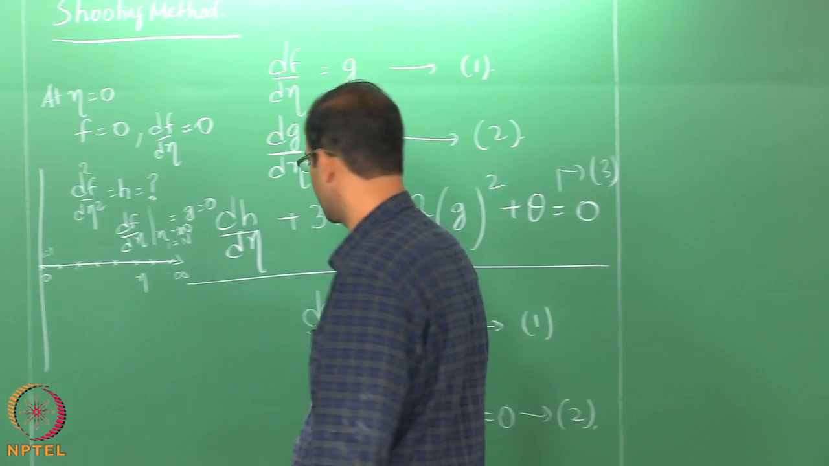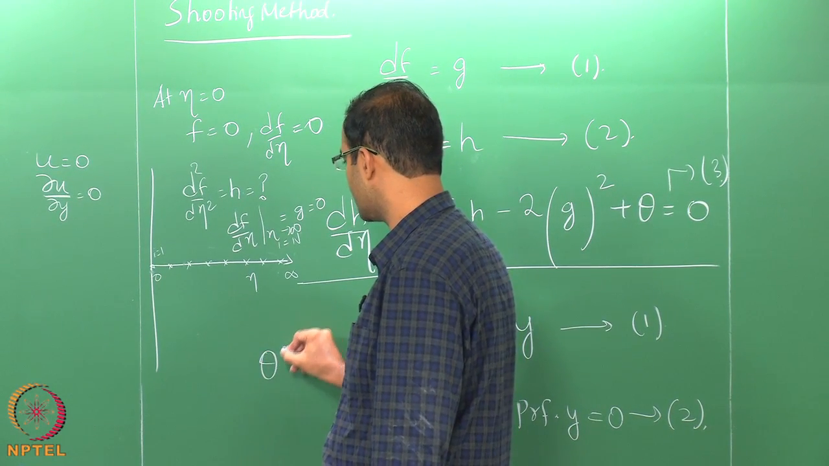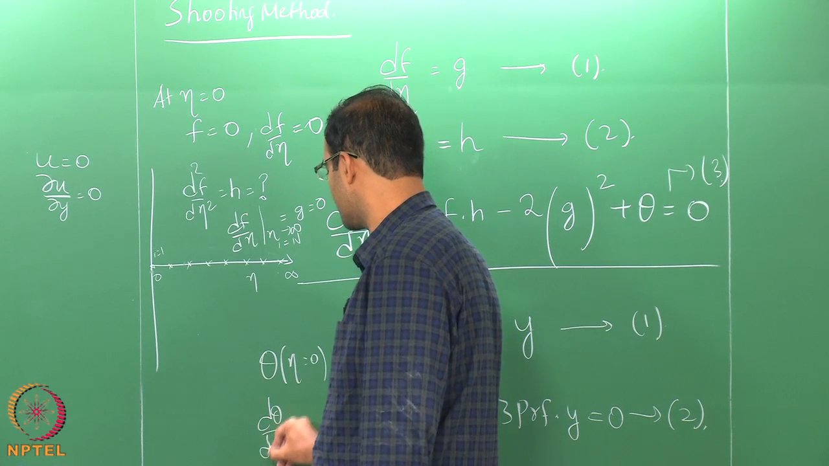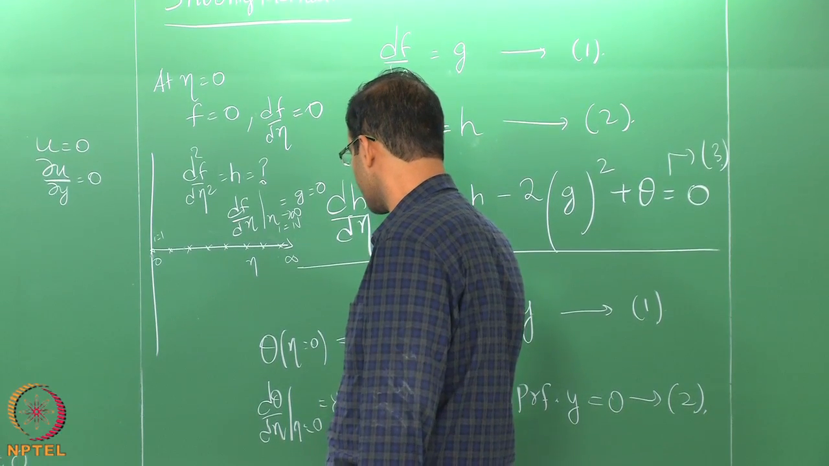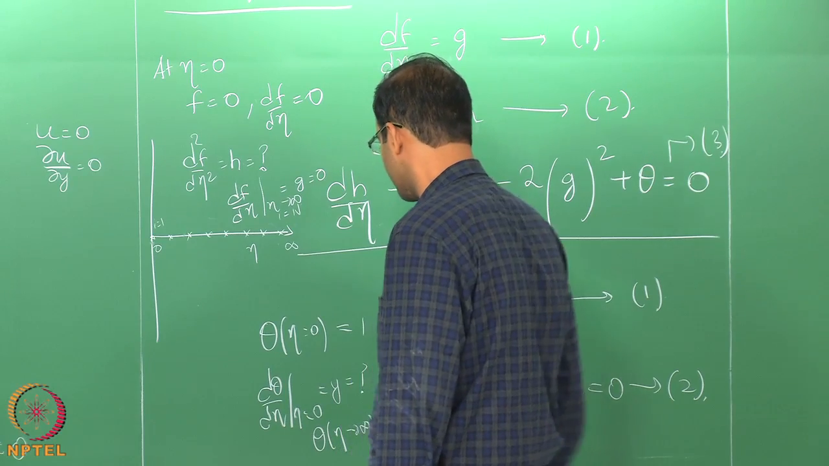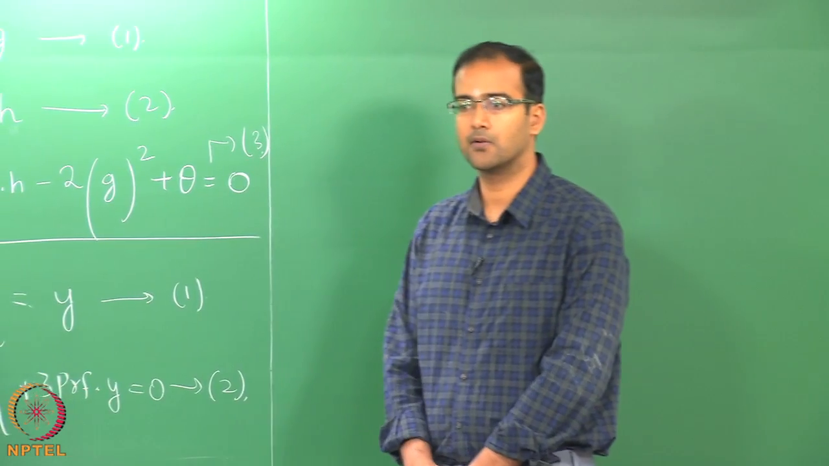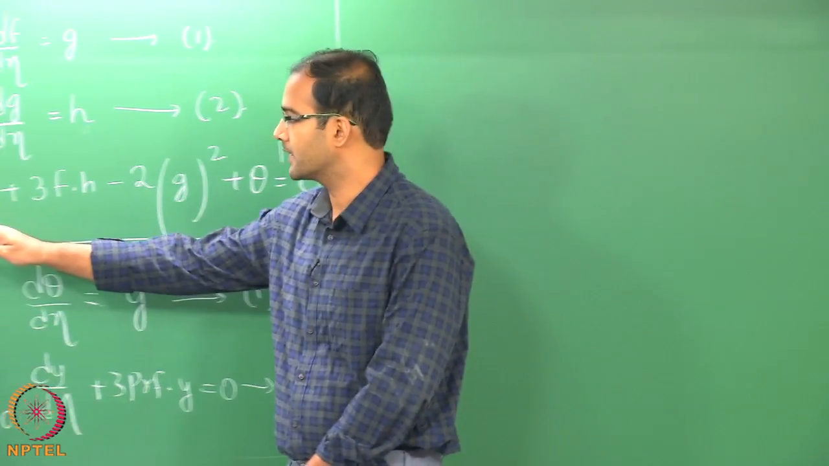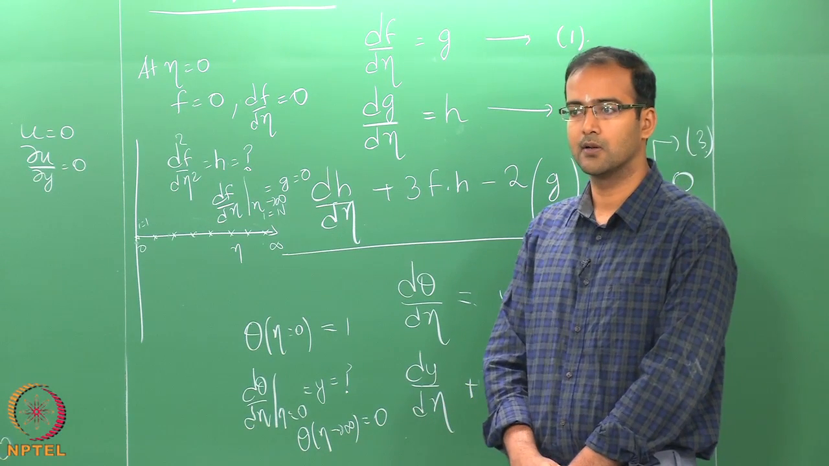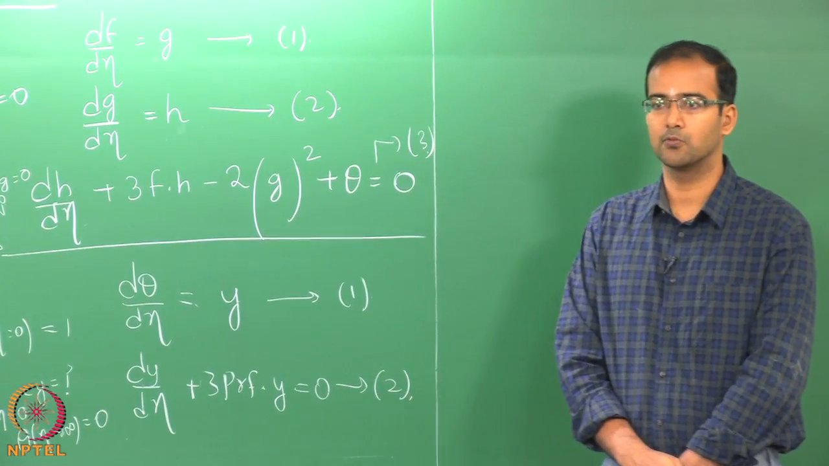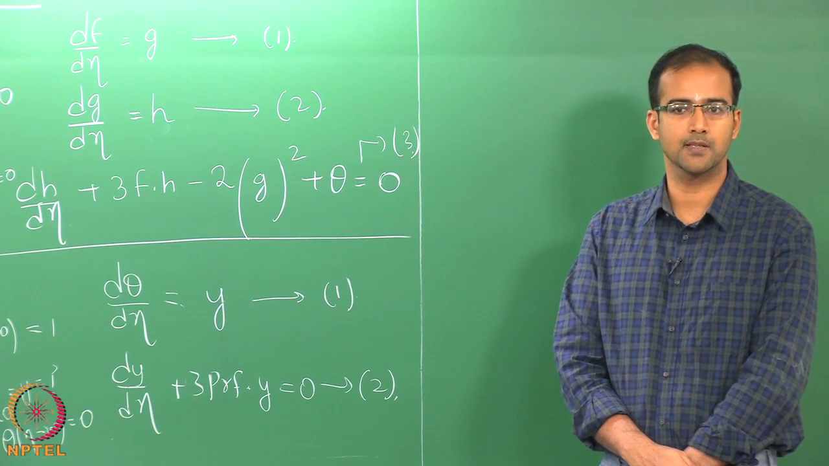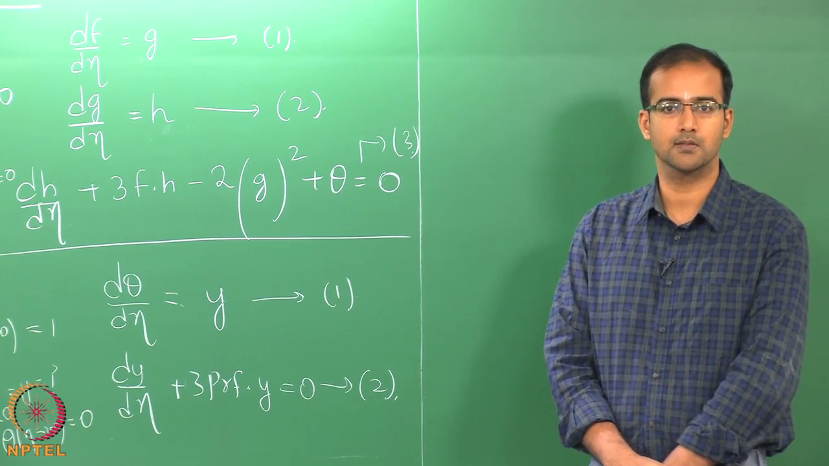Same way here also, if you look at theta, you know that theta at eta equal to 0 is equal to 1, but you do not know what d theta by d eta is at eta equal to 0. So this is your y, which is not known, but what you know is theta at eta going to infinity, which is equal to 0. Therefore we have to now introduce the shooting method. So you have to shoot a guess in this case for h, which is d square f by d eta square. And simultaneously, you have to understand that these two have to be solved within the same loop, both with respect to iteration and within the same space loop. Both of them have to be solved together.